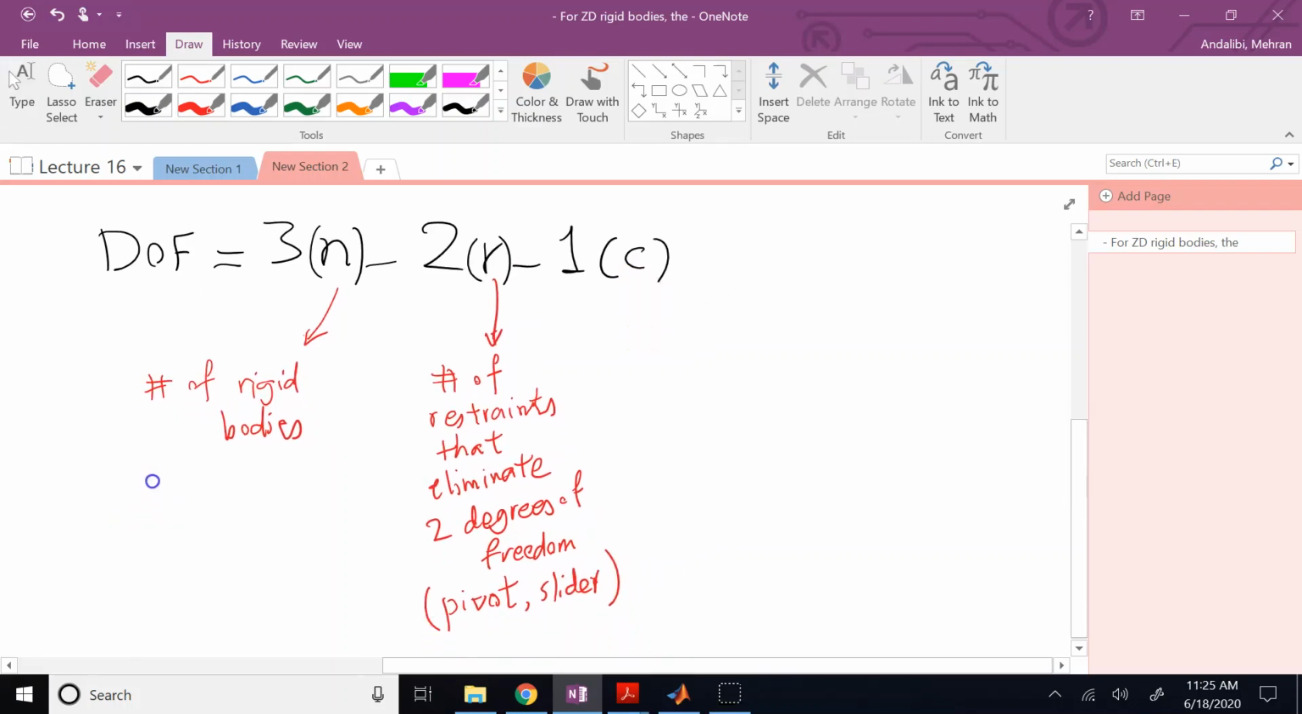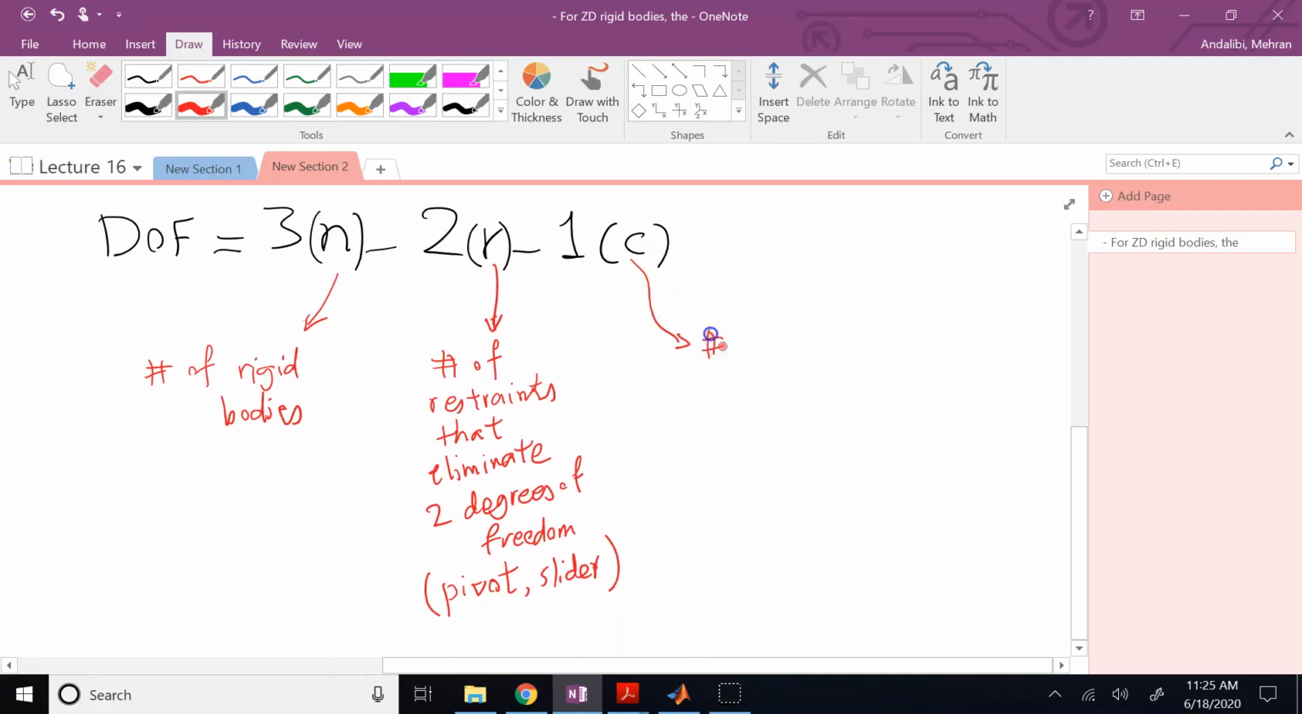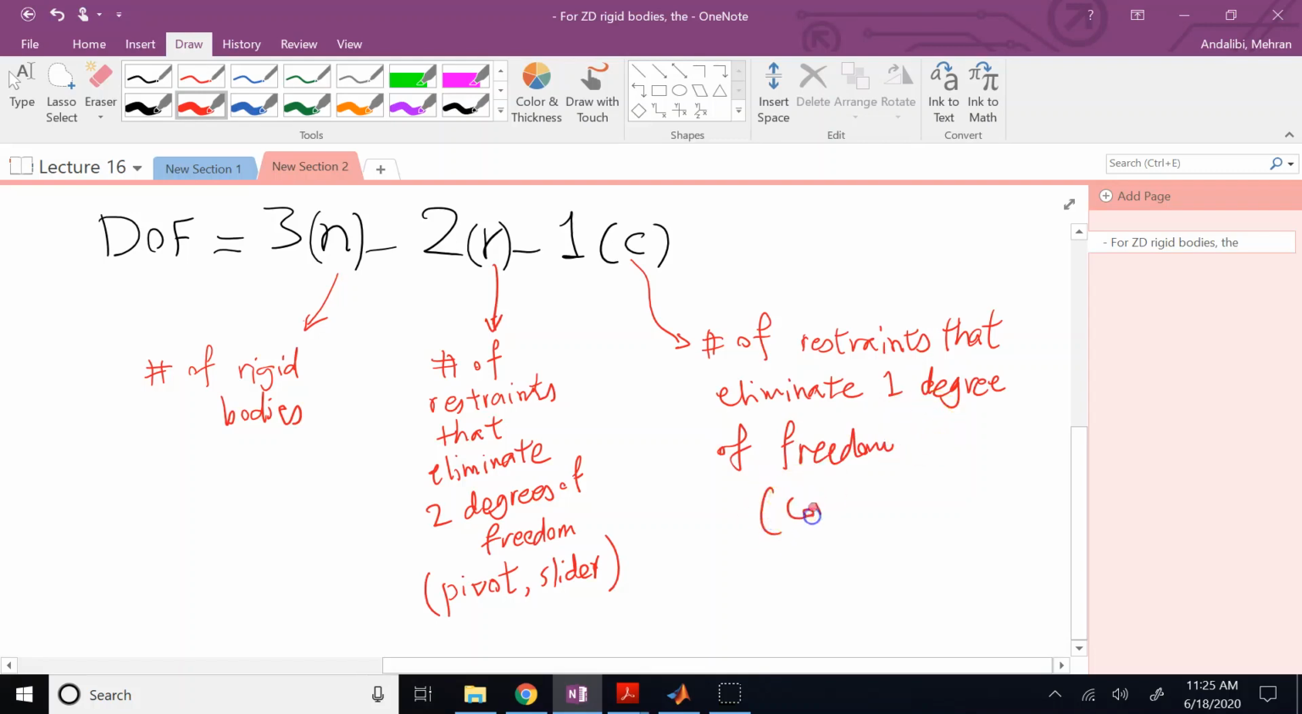And then C is the number of contacts, or the number of restraints that eliminate 1 degree of freedom. And here for us, it is just contacts. How many contacts do you have? Again, it makes easy sense because the contacts only take 1 degree of freedom.